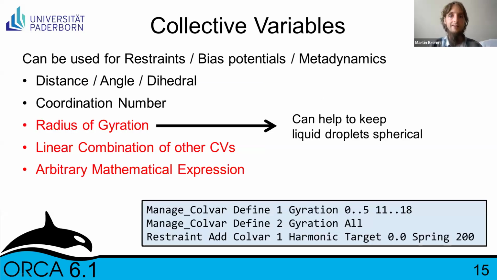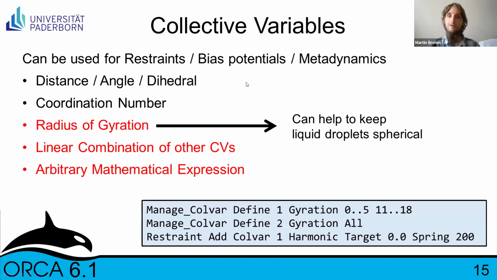Next thing where we were working a little bit on is so-called collective variables. What is a collective variable? It is just a function which takes the geometry of your system as an input and gives one number as an output. So it is a map from the geometry of your system to a real number. And you can use these, for example, to define restraints or bias potentials or to run a so-called metadynamic simulation. Simple collective variables are distances or angles or dihedral angles. They are implemented in ORCA MD since many years, or also coordination numbers. A new collective variable which is implemented is the radius of gyration.